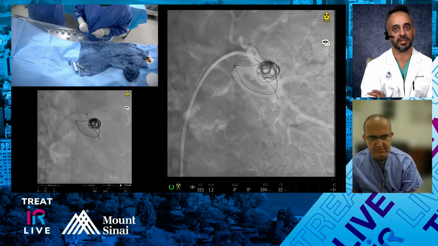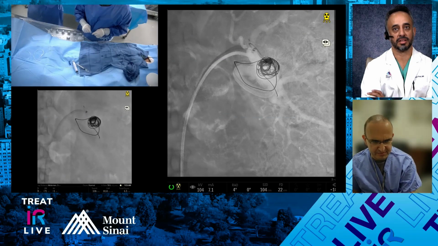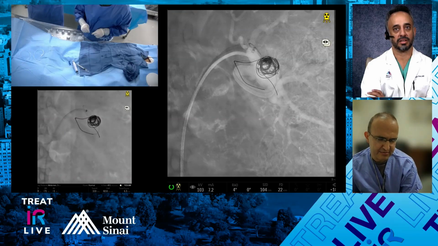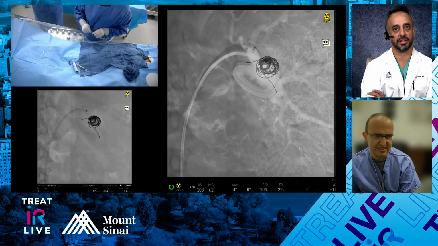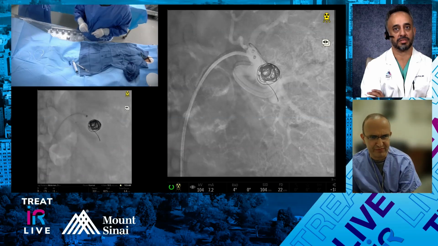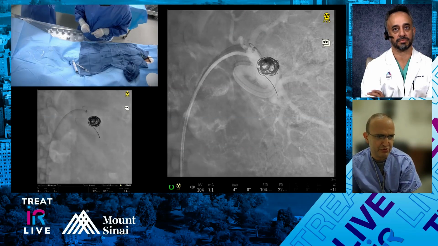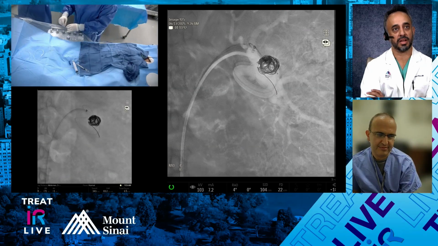Do you ever put anything else in after, obviously, you put a bunch of coils in? Like gel foam or glue or something in there at the end to finish it up, basically? At what point do you do it if you decide to go that way? Rahul, you can take that question.